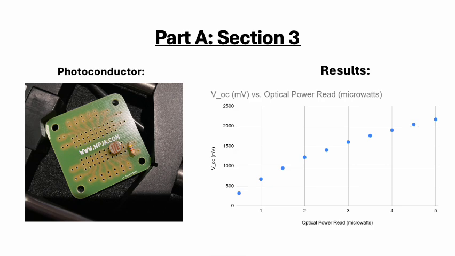In the third section of Part A, we used a photoconductor shown on the left to record the open circuit voltage versus the power read by the photodiode amplifier. On the graph on the right, we can see that similar to the PIN photodiode, the photoconductor responds logarithmically to light output.